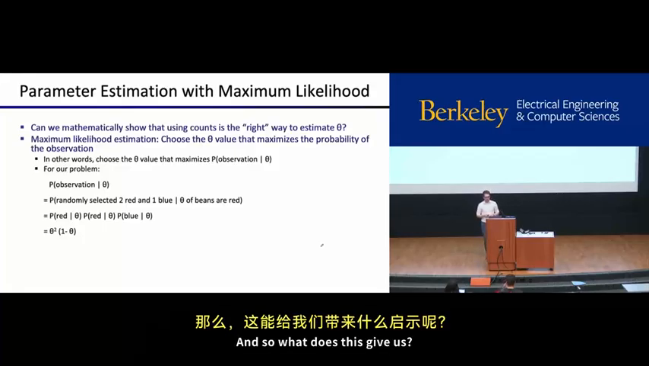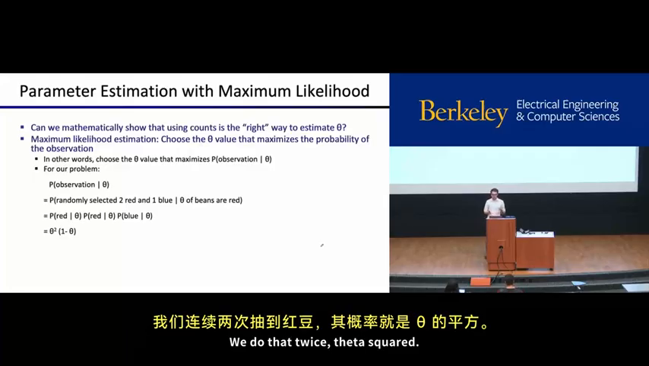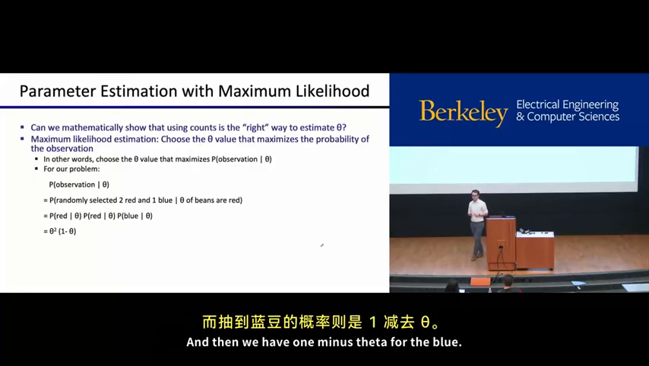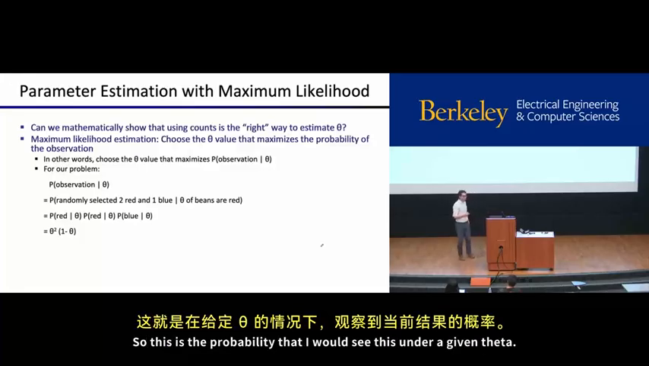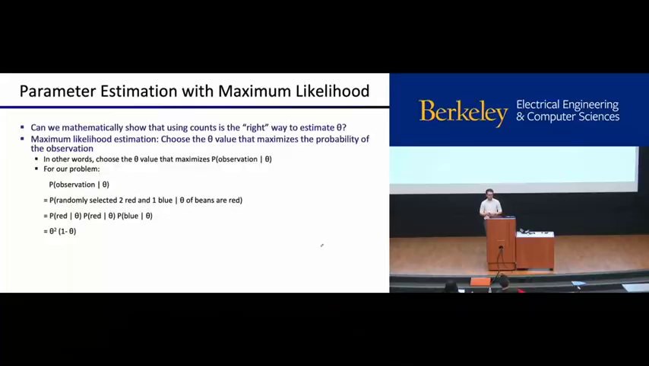And so what does this give us? Well, the probability of red is theta. We do that twice, theta squared, and then we have 1 minus theta for the blue. So this is the probability that I would see this under a given theta. Whatever theta is, the probability of sampling this observation is theta squared times 1 minus theta. Okay? Everyone see how I got there?